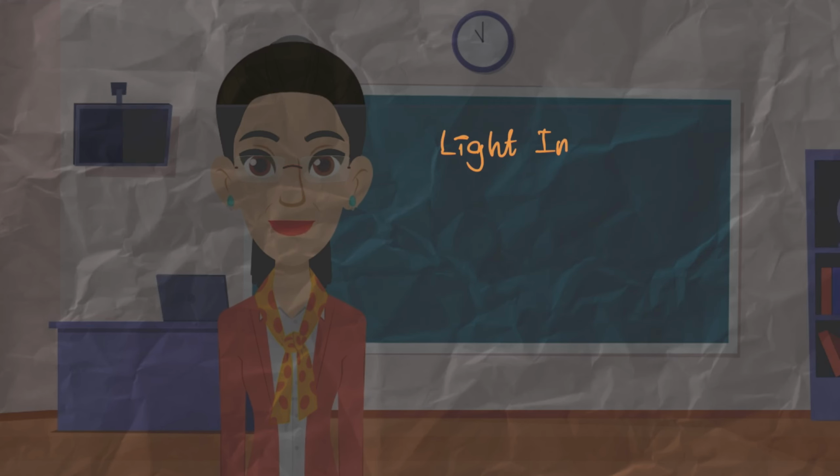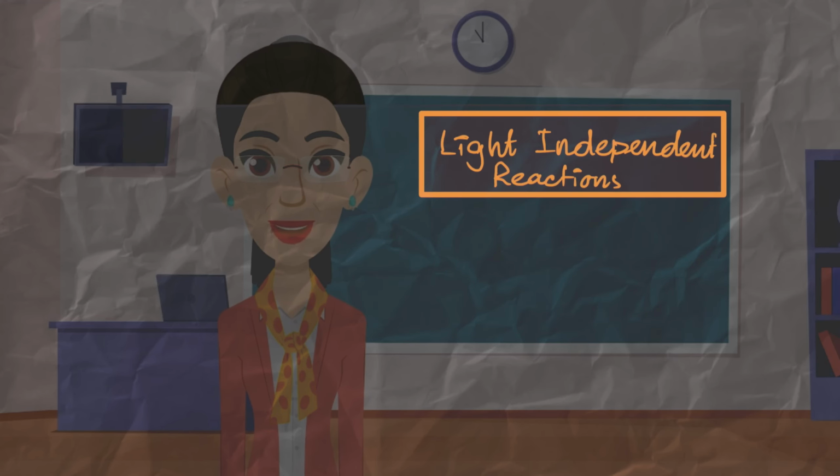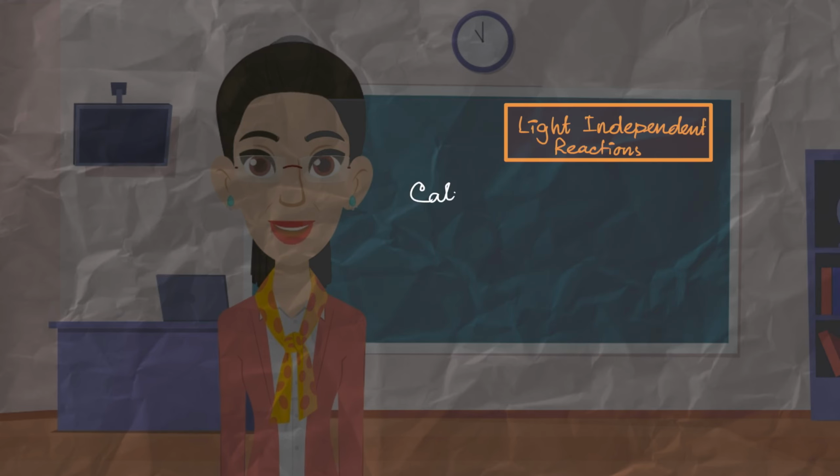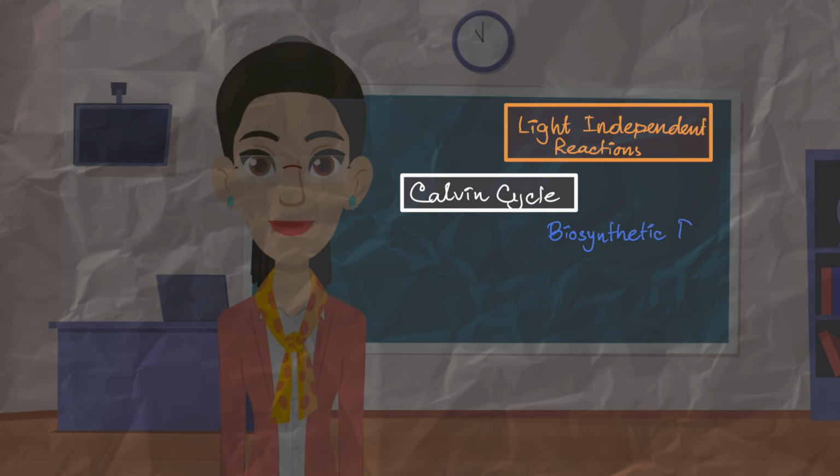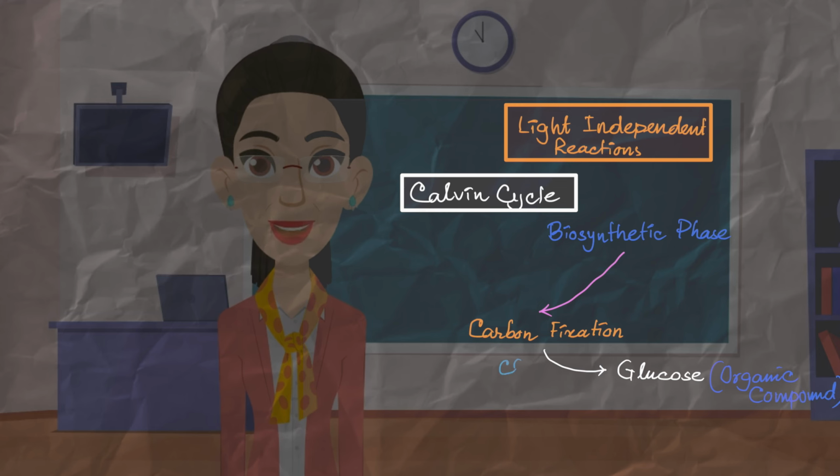Now come to the light-independent reaction. It's also known as the dark reaction. This type of reaction does not need light energy to occur. This reaction uses energy produced from the light-dependent reaction. This phase is the biosynthetic phase, which involves carbon fixation by the Rubisco enzyme. And from this carbon fixation, the plant synthesizes glucose molecules, the organic compounds.